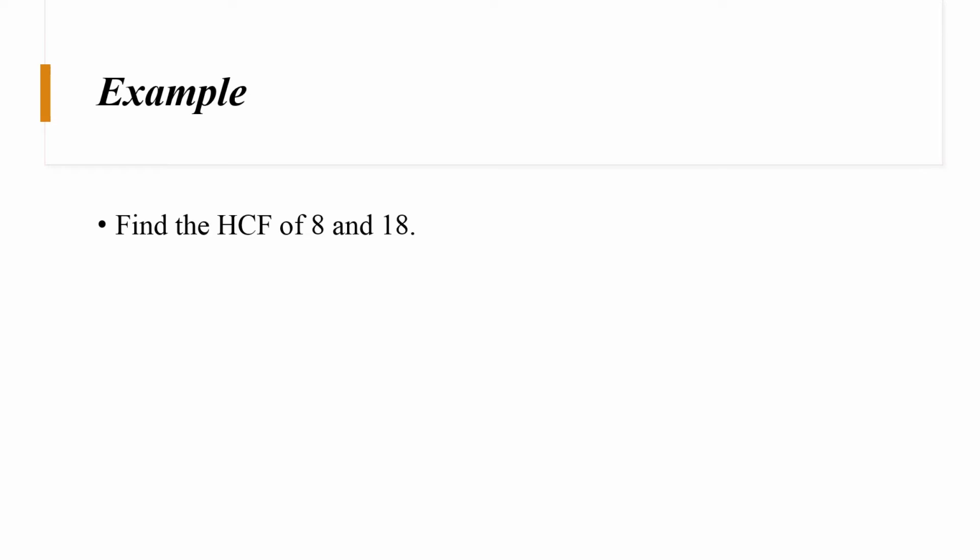In this problem, they ask you to find the HCF of 8 and 18. For this, first you have to calculate the difference between these two numbers, that is 18 minus 8 gives you the value of 10. And then the next step is you have to find the factors of 10. The factors of 10 are 5 and 2, that is 5 multiplied by 2 gives you the value of 10. So the factors are 5 and 2.